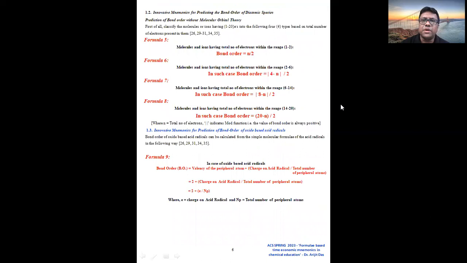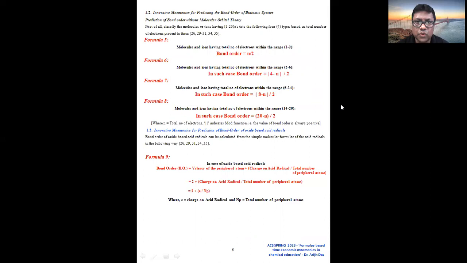Next, bond order of diatomic species having total electrons 1 to 20 without using molecular orbital theory. Here we see there will be four formulas: 5, 6, 7, and 8. In every formula we just put the value of n. Here n stands for the total number of electrons.